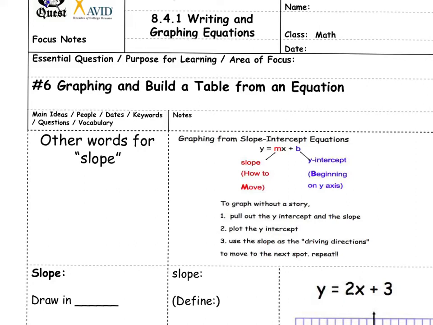Today's lesson is to graph from an equation, and then sometimes instead of graphing, we may need to build a table, or we may need to build a table in addition to graphing. So we're going to talk about how to do all those different things.